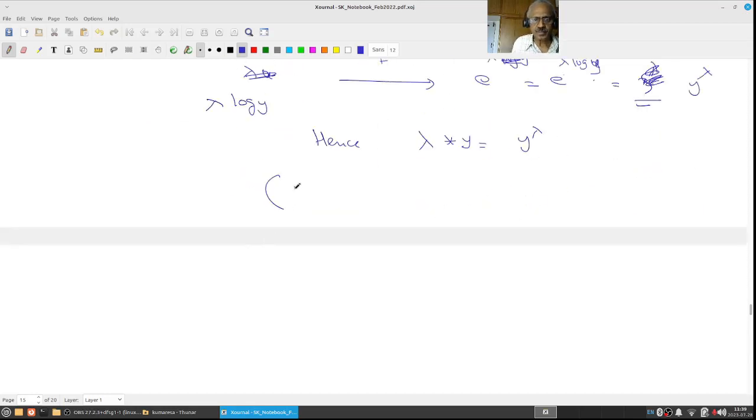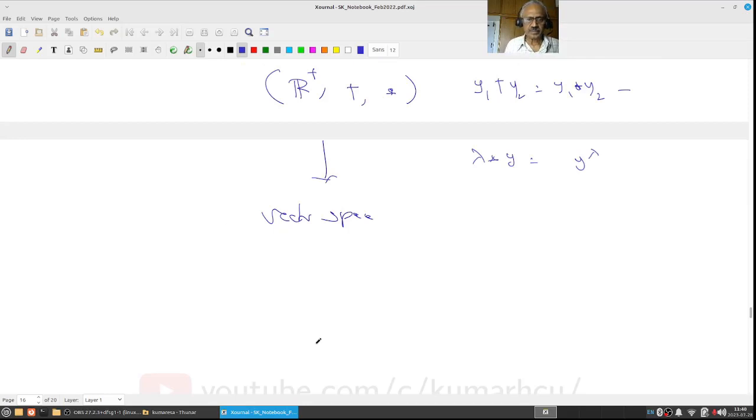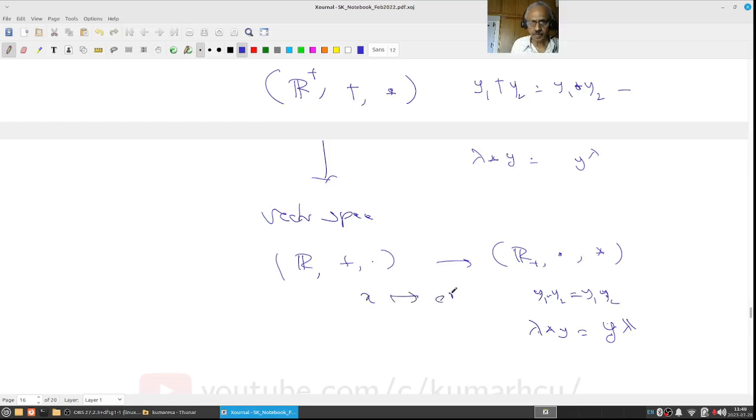Therefore on R plus, I have a new addition and a new scalar multiplication star. y1 dagger y2 is the ordinary product y1 times y2, and lambda star y is y power lambda. Then this becomes a vector space. The map f, from R with ordinary addition to R plus, where the vector addition is the ordinary product and the scalar multiplication is the power operation, is a vector space isomorphism. It's a linear isomorphism.